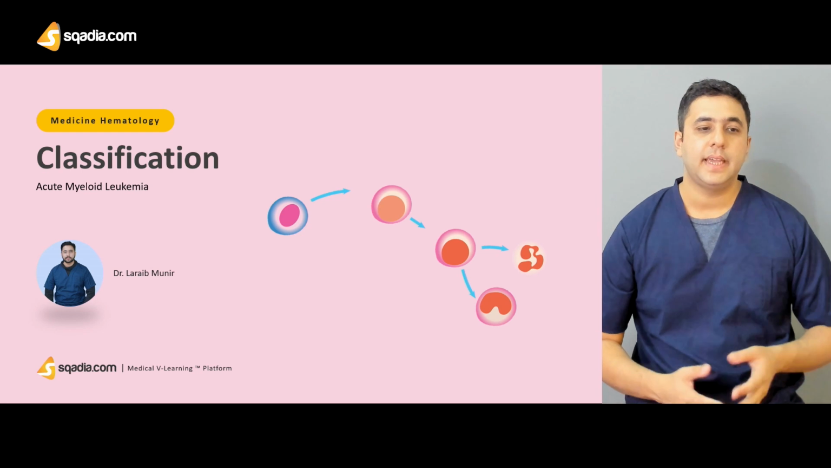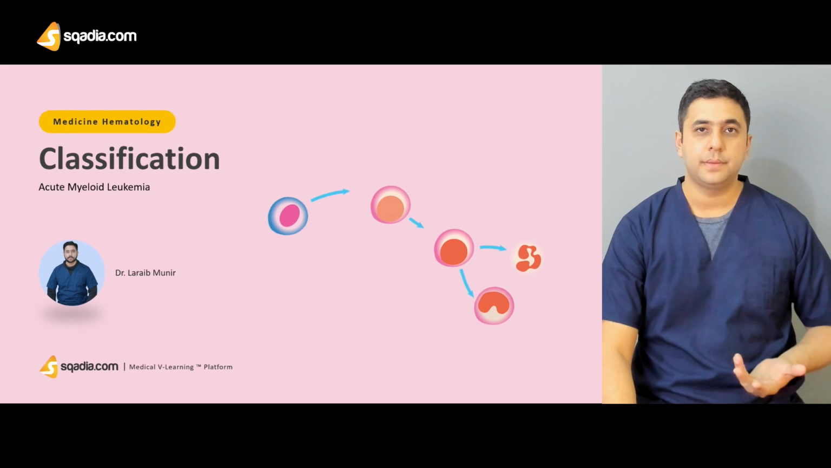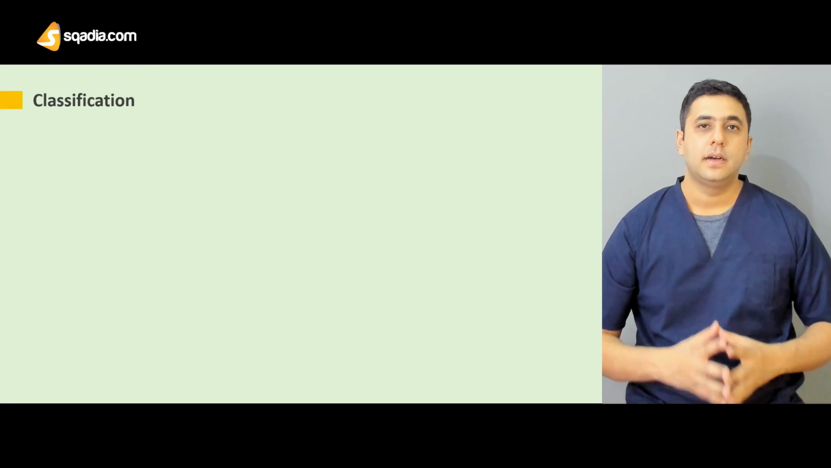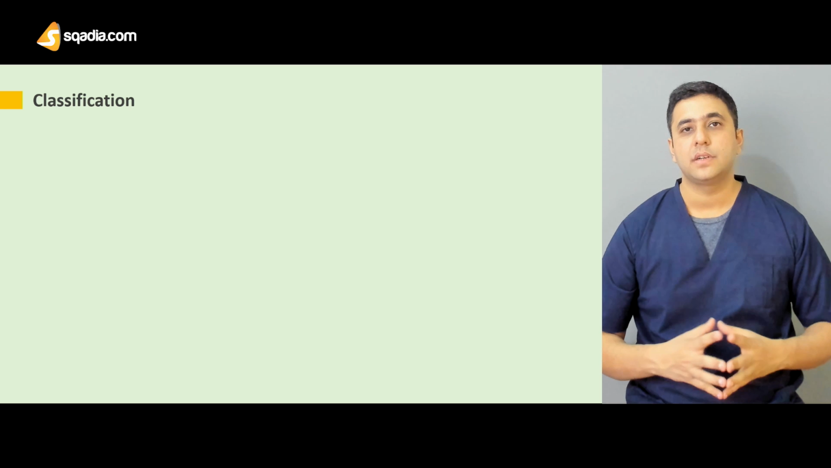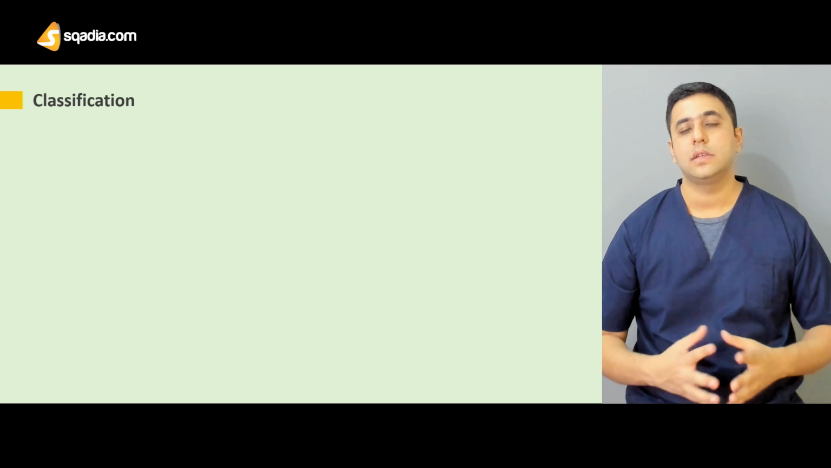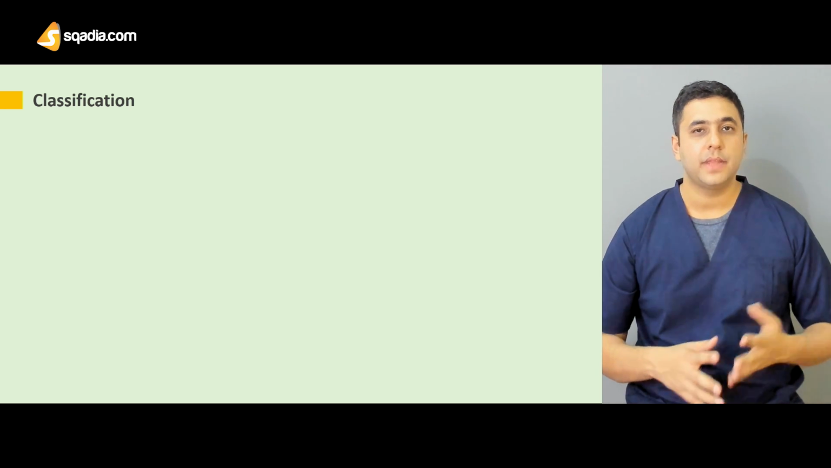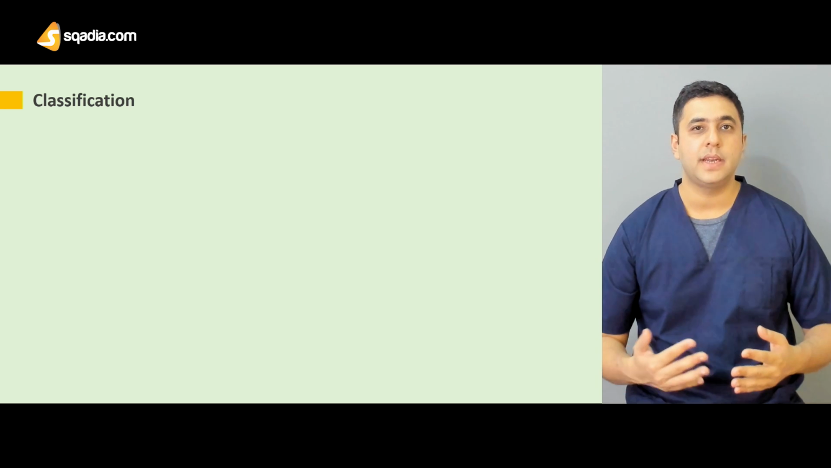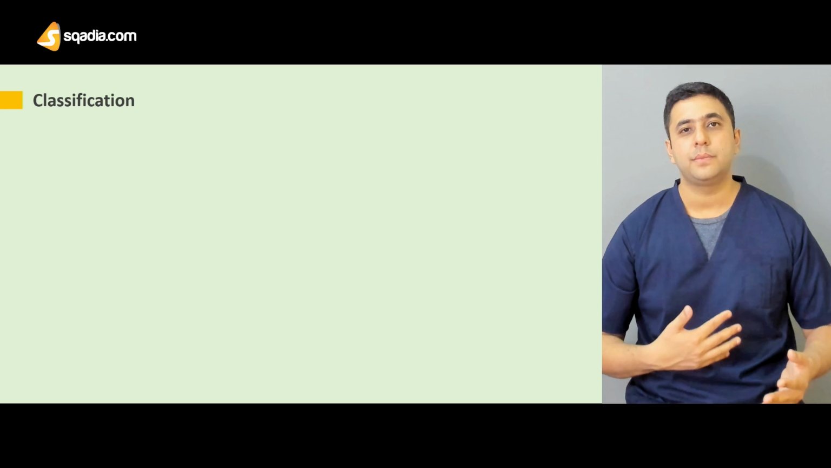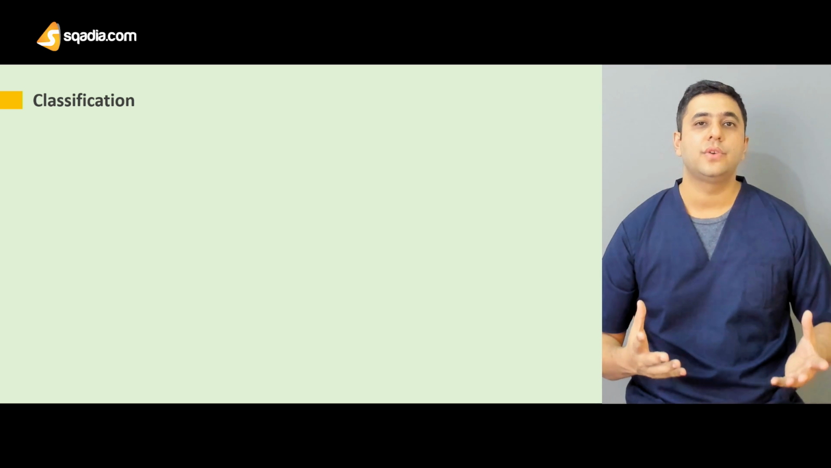Now let's classify the AML into various subtypes. Historically, the FAB classification, which was the British classification, has been used for years to classify acute myeloid leukemia. Based on that classification, it was divided into the various types as M1, M2, M3, going onwards up till M7. That was used for a large number of years.